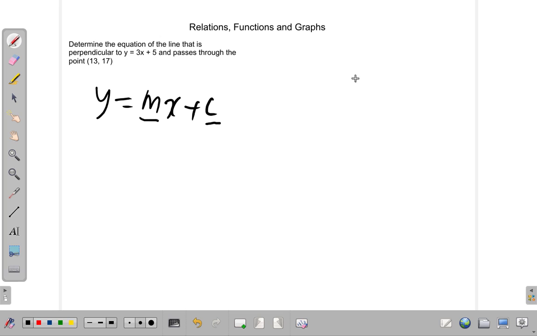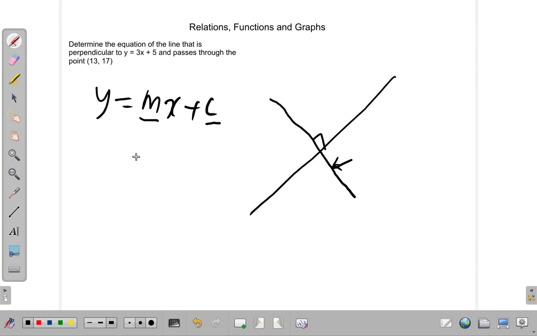Remember, this is one line, and it's 3x plus 5, so let's say it's this. It's a positive gradient, so it goes like this. The other line is perpendicular to it, 90 degrees. So what does that tell you about the gradient of the other line? This new line that you're trying to find.